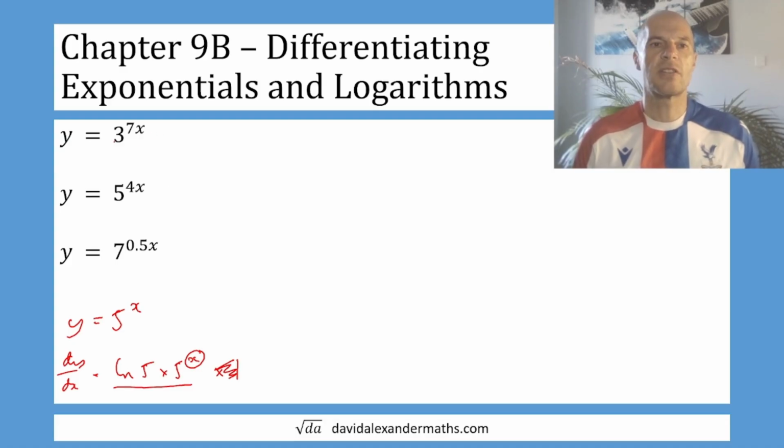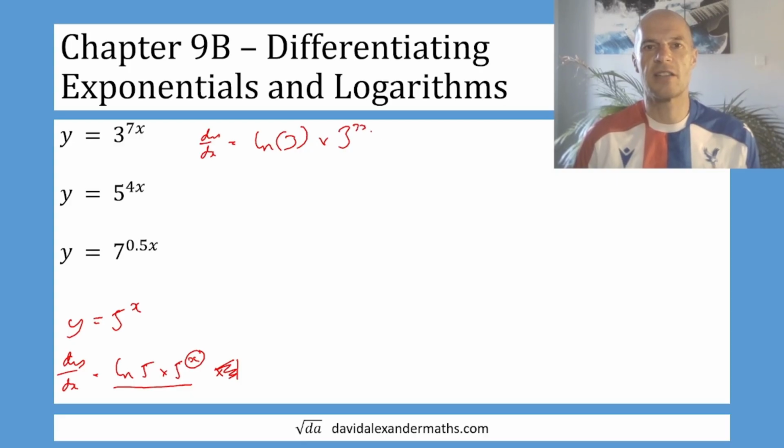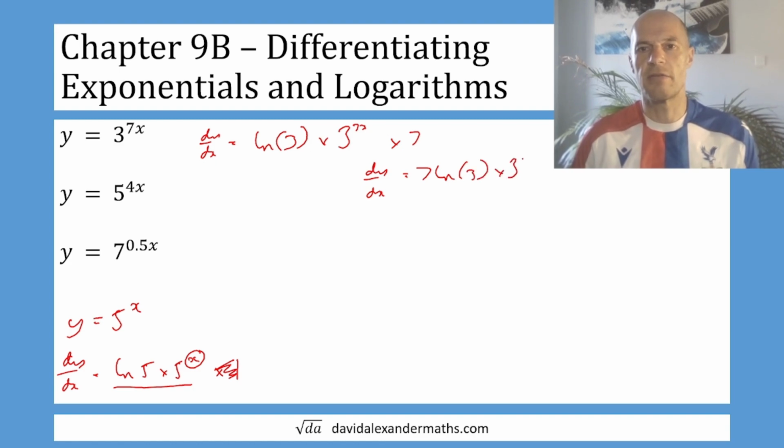But here's an example where it's 3 to the power of 7x, so dy by dx is going to be ln 3 multiplied by 3 to the power of 7x multiplied by the derivative of 7x, which is 7. So therefore dy by dx is 7 ln 3 multiplied by 3 to the power of 7x. Okay, so do remember that we do need to take the derivative of the power as well.